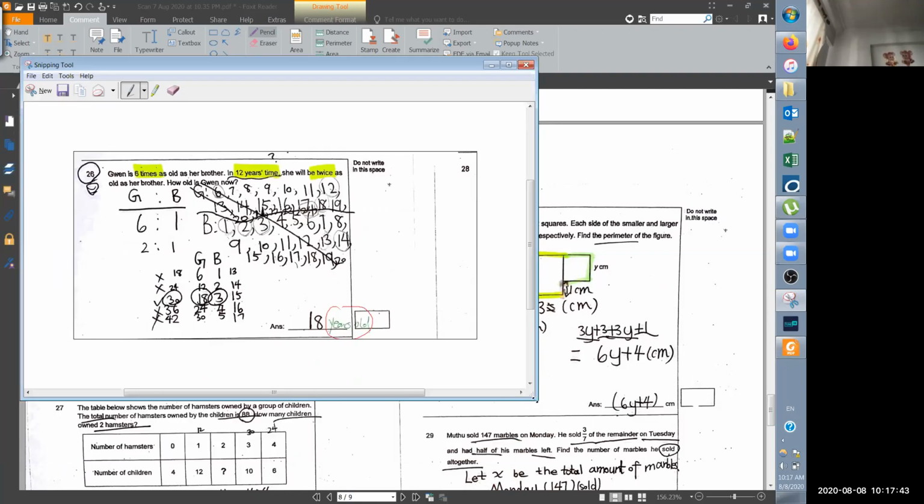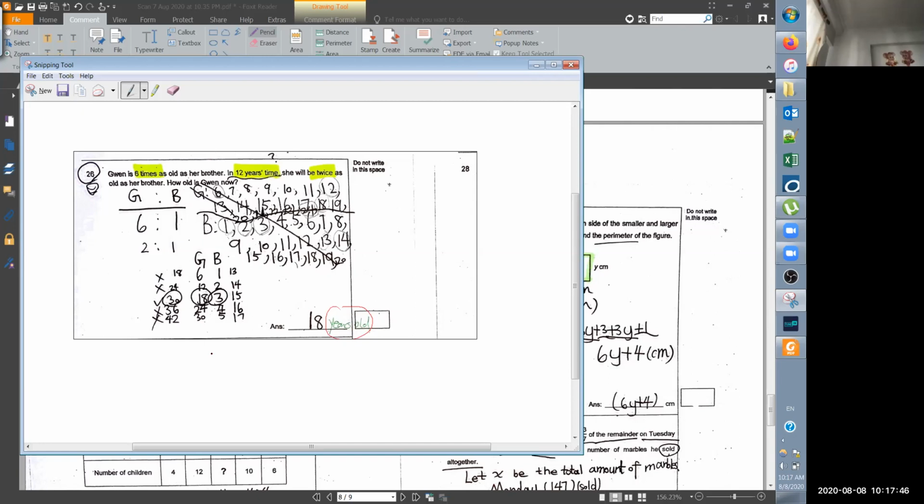The question says Jiwon is 6 times as old as her brother. Let's say 6 times the brother, b. In 12 years' time, she will be twice as old as her brother. So that means 6b plus 12 is actually 2 times b plus 12. Am I right?